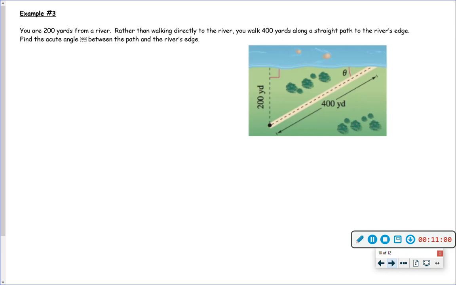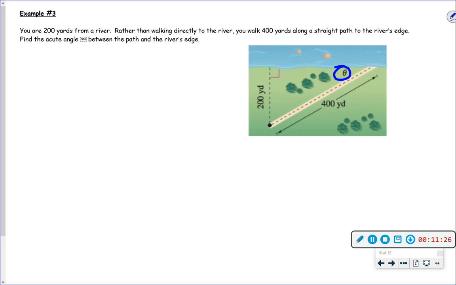All right, a couple of real-world problems here. You're going to need your calculator, of course, for this. You are 200 yards from the river. Rather than walking directly to the river, you walk 400 yards along a straight path to the river's edge. Find the acute angle, theta, between the path and the river's edge. In the picture here, they've got, and it wants to find, of course, the angle between the path and the river's edge.